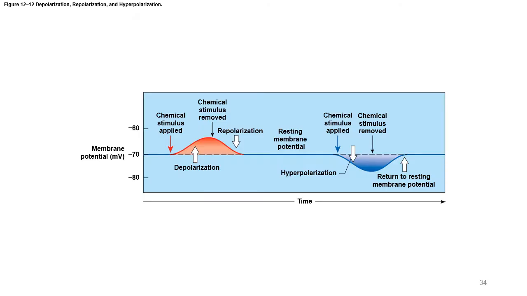So here, a chemical synapse. This is showing depolarization, repolarization, and hyperpolarization. So the chemical synapse comes in, releases a stimulus of chemical neurotransmitter. It causes a depolarization event. And then when you remove the chemical, it starts to go back to normal, repolarizing.